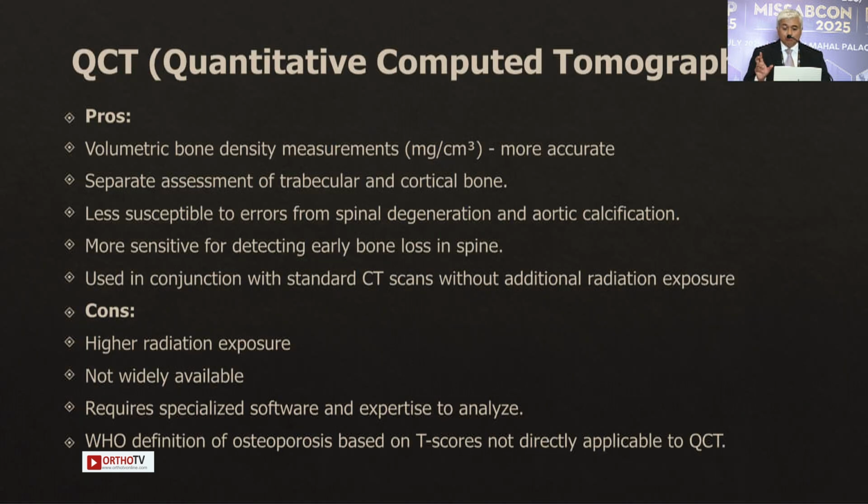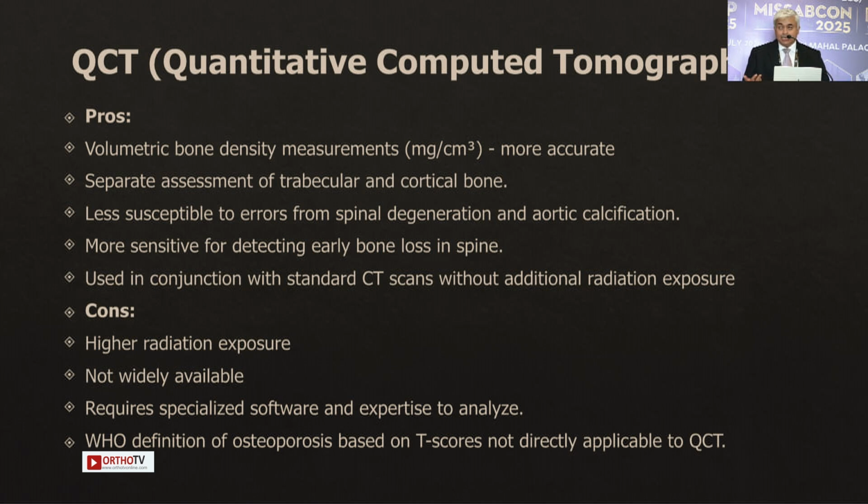QCT, on the other hand, is volumetric analysis, so it is more accurate. You can look at trabecular bone and cortical bone separately. It's less susceptible to errors from spinal degeneration and aortic calcification, and more sensitive in detecting early bone loss. It can be used in conjunction with your standard CT scans. So if you're sending a patient for a standard CT scan, you can assess bone mineral density at the same time without too much additional radiation exposure.